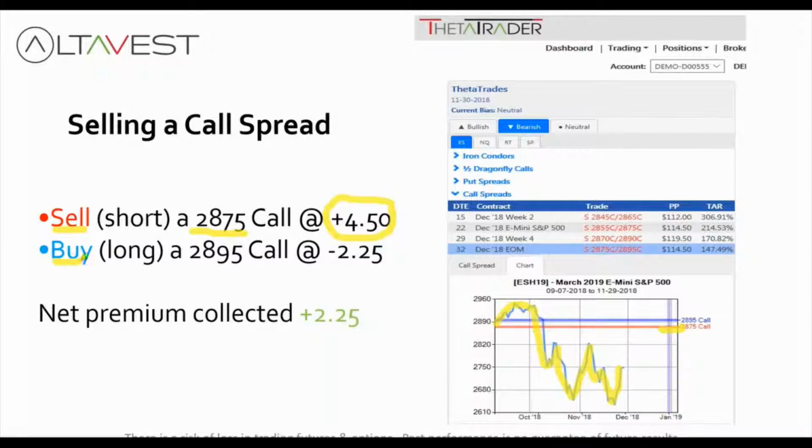At the same time, you would buy a 95 call and you pay 2.25, and that's represented by the blue line. The net premium you collect is 2.25 on that spread. So that's what a simple call spread looks like. Let's go ahead and erase that and see if we can look at some more of these examples.